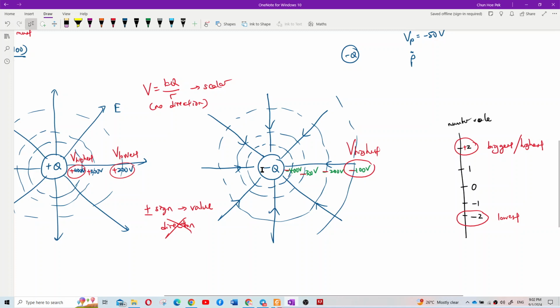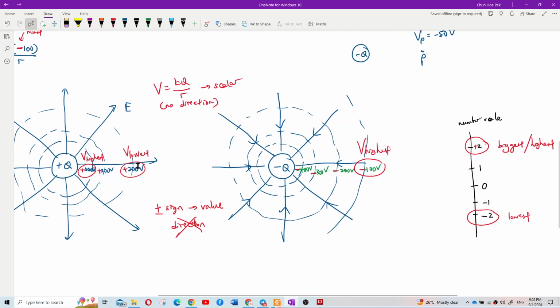Bagi negative point charge, potential yang paling tinggi di paling jauh. Tetapi kalau positive charge, potential paling tinggi paling dekat. Yes, that's the case. Betul. Apa yang saya cakap ni, bukan saya cakap. Ini memang konsep. Betul punya.